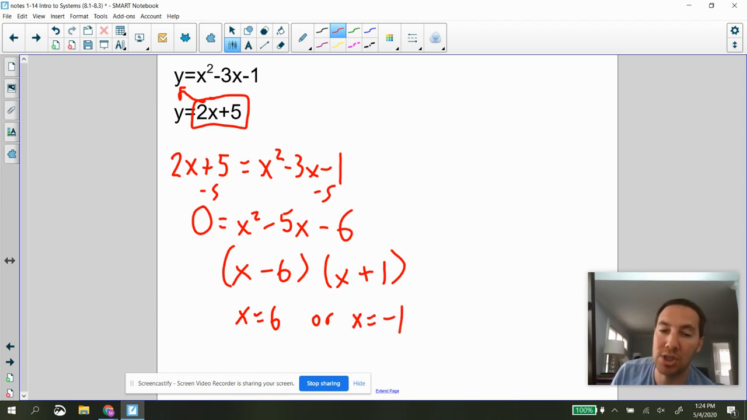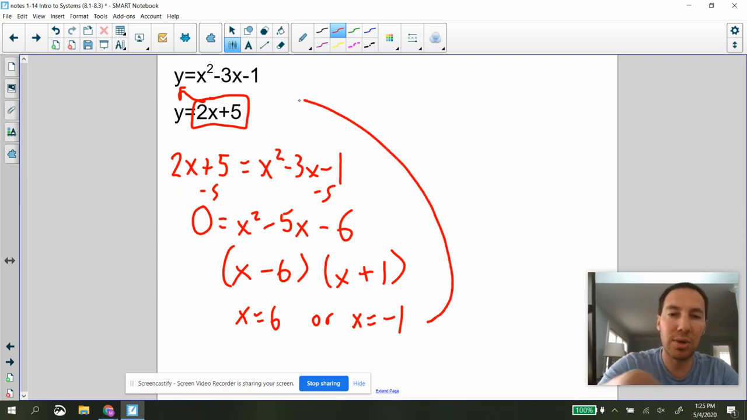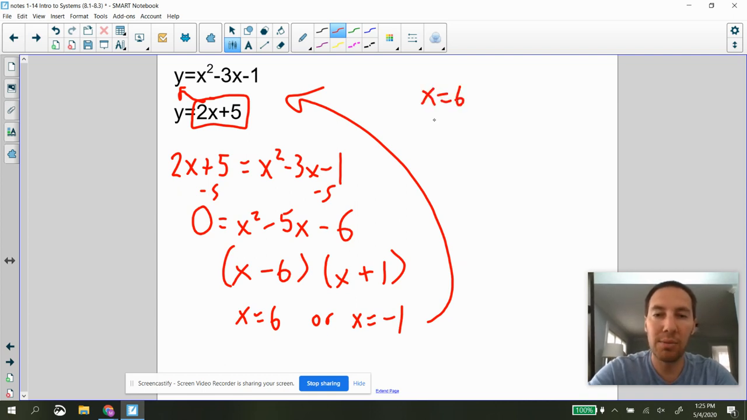Same thing, we don't just want to know what x is, we want to know what y is as well. So I'm going to take those two x's, plug them back in up here. I like the second equation, so for x equals 6, if we plug that in for this equation, I'm going to get y equals 2 times 6 plus 5.